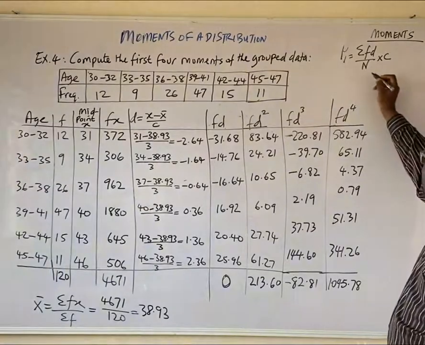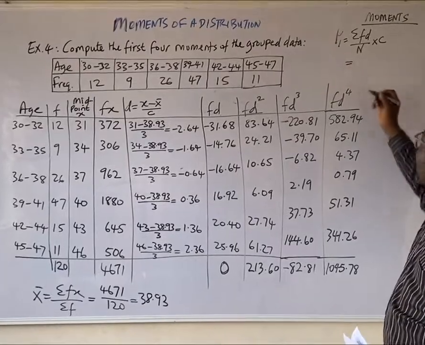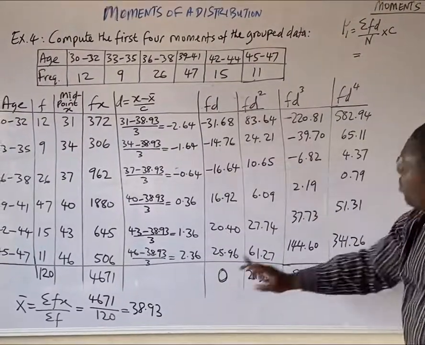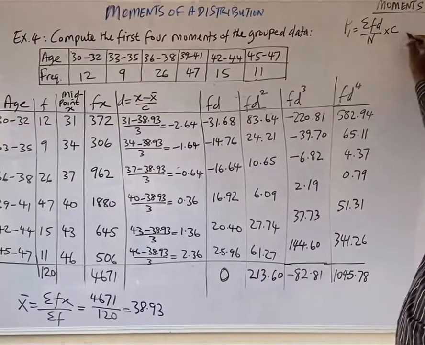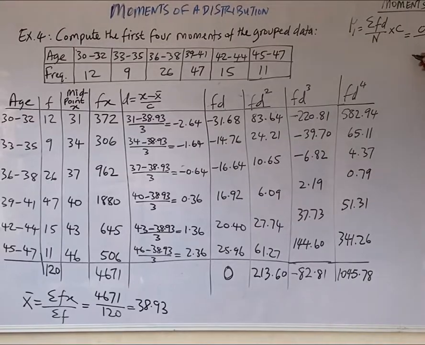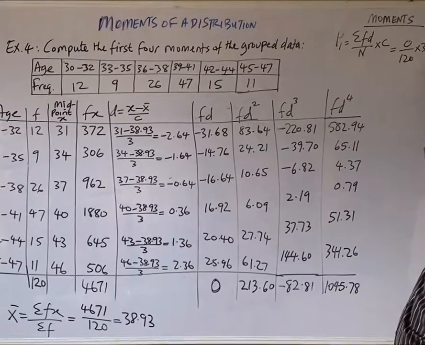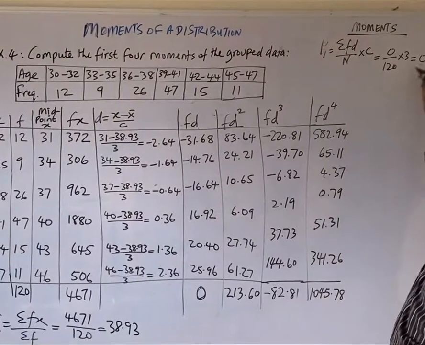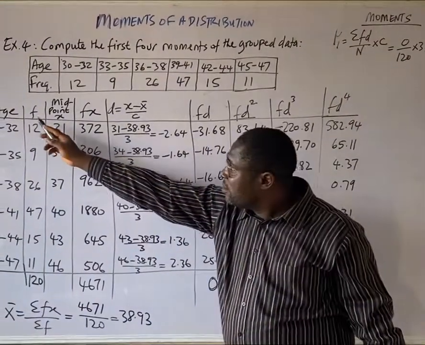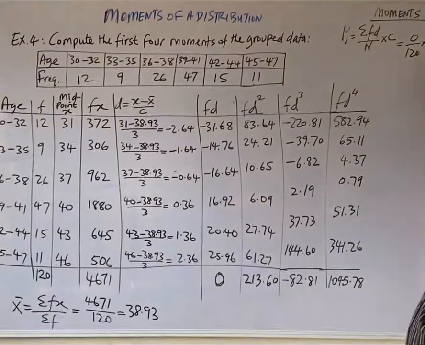So what would that give us? Let me write it here. What is summation FD? Summation FD is 0. So we have 0 all over, what's our n? 120 times 3 will give us 0. Remember, n is the sum of frequency, so that gives us 0.